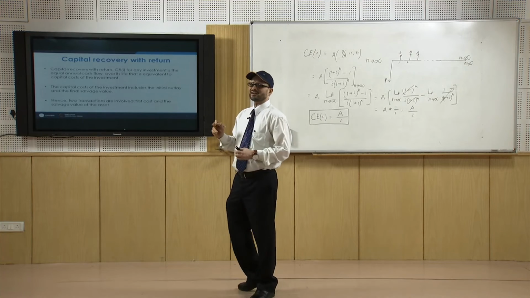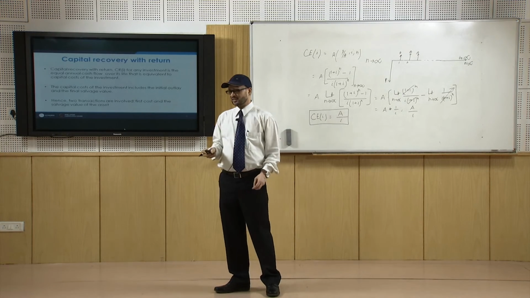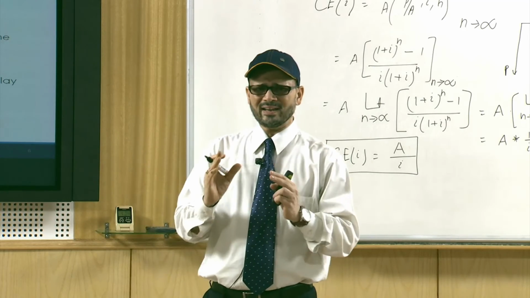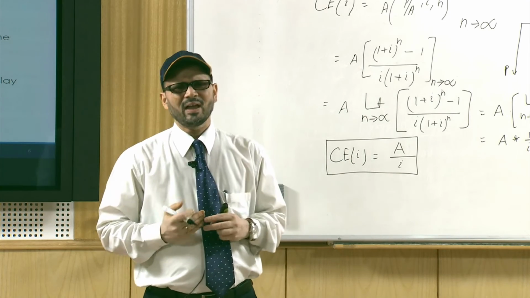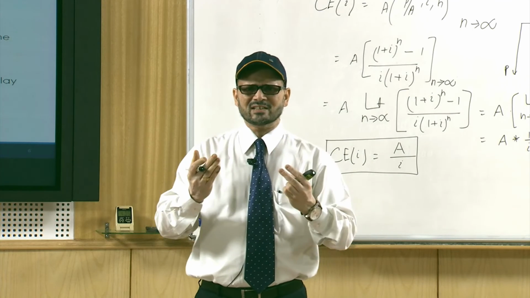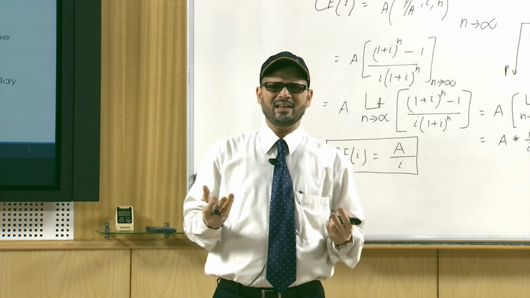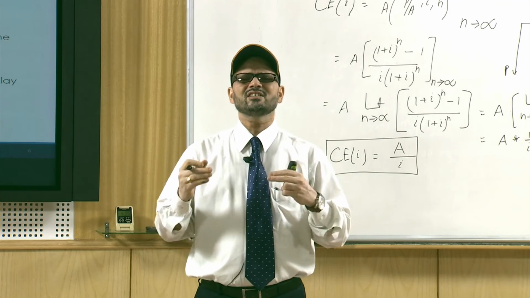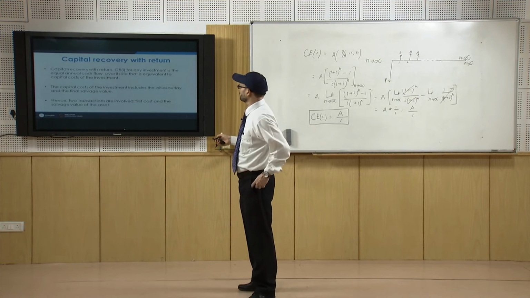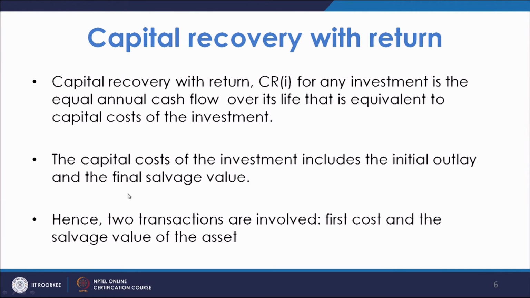Next is capital recovery with return. Now, capital recovery with return is for those cases where you have two types of expenditures, capital expenditures. One is the initial cost of the asset, and the other is the return on this asset when you are disposing of it at the end of its life. So, at the end of its life, what you get is known as the salvage value. So, basically this is known as CR, represented by the term CR at a particular i rate of interest.